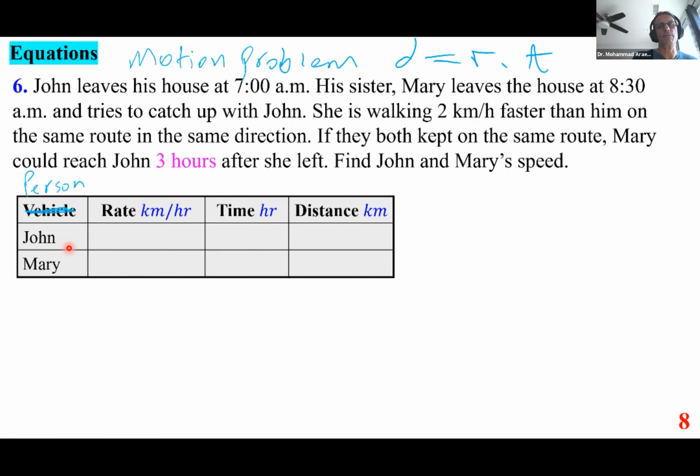For John and Mary, we are looking to find their speed. We don't have it, but we know she is going faster. So if John is going by X amount, Mary is doing the same plus 2. So this is X plus 2. Now, the time it takes Mary to catch up in 3 hours. So the time that Mary has been walking, traveling is 3 hours, but John left at 7 a.m.